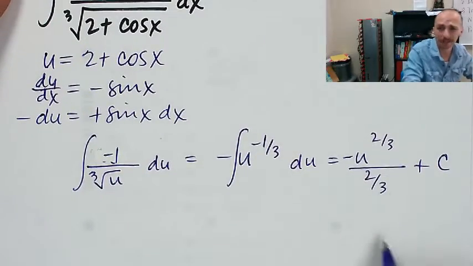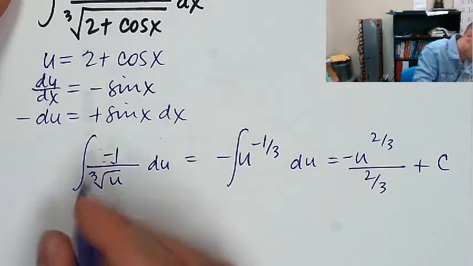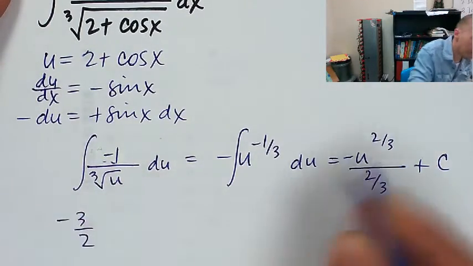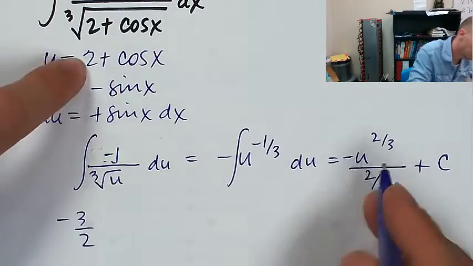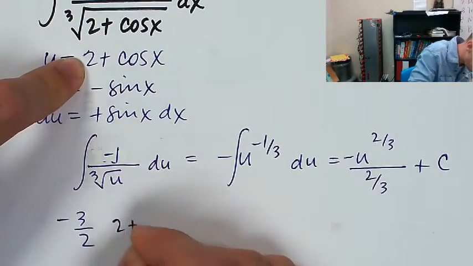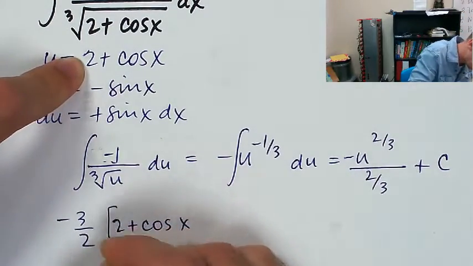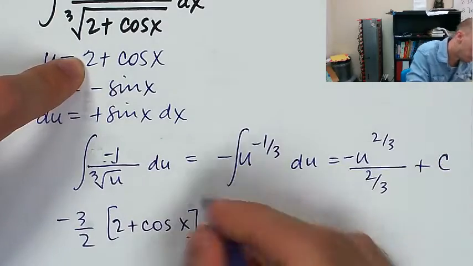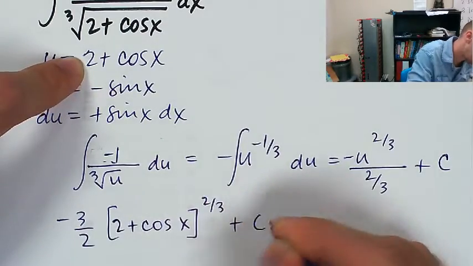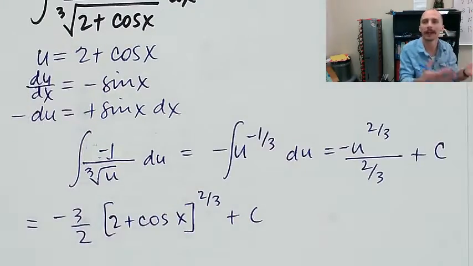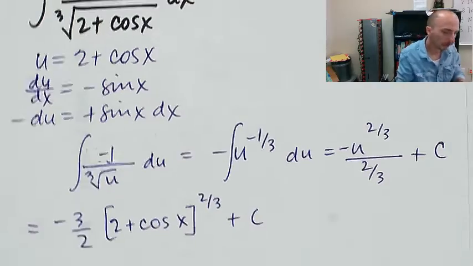So dividing by 2/3, that's not great, and so that's -3/2. I need to back substitute on u. U is 2 plus cosine x. And I'm taking u to the positive 2/3 power and adding c. And that's how I did that antiderivative. I'll do a definite integral that will require a u substitution, but that also comes with a table or something.